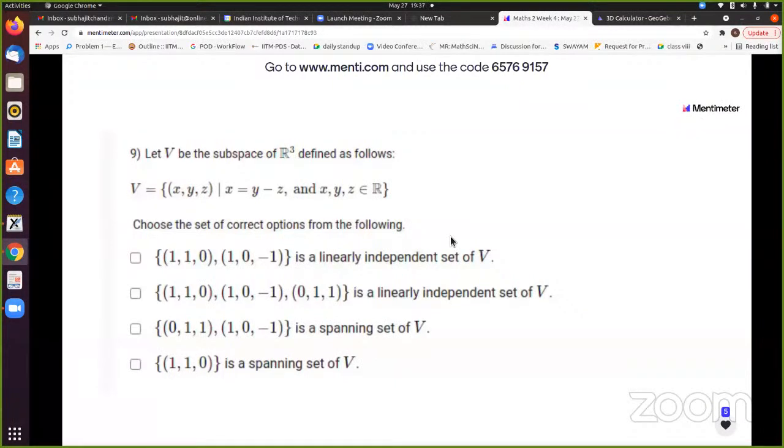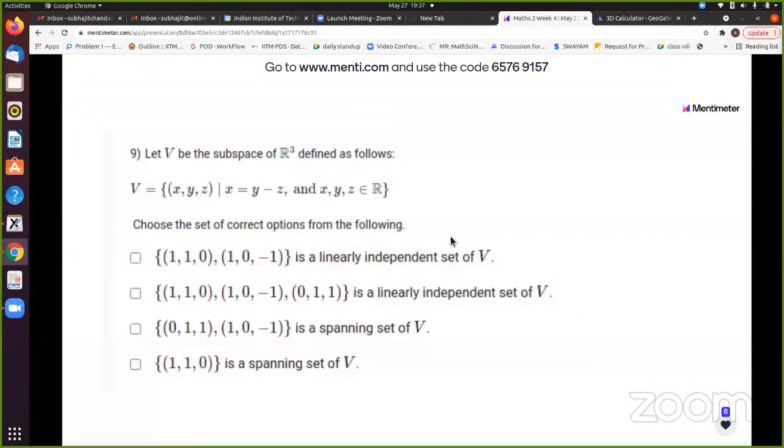Yes, great. So, if you see the second option, let's start with it. It has 3 vectors, right? In R3, we have 3 vectors. Now, I want to check whether that is linearly dependent or independent. What should I do?